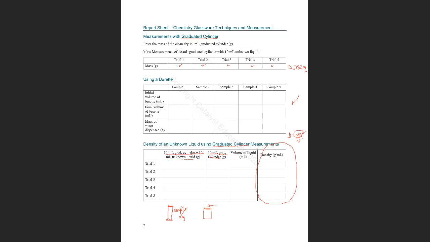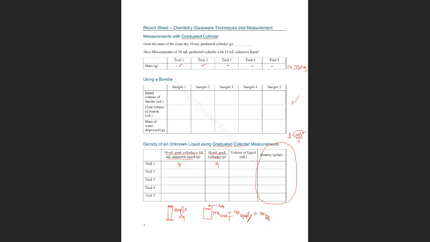I have the liquid here. And they will give you the total mass, which is the mass of the empty cylinder plus the mass of the liquid. They are trying to make it just one calculation for you. So you have here the grams of the empty cylinder plus the liquid, and here the empty graduated cylinder. So all you have to do is what?